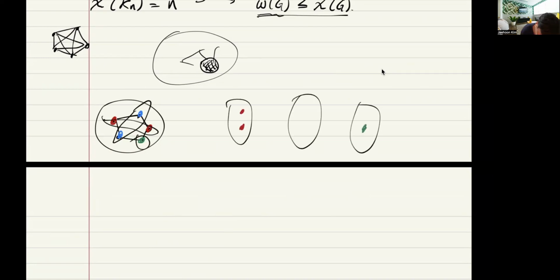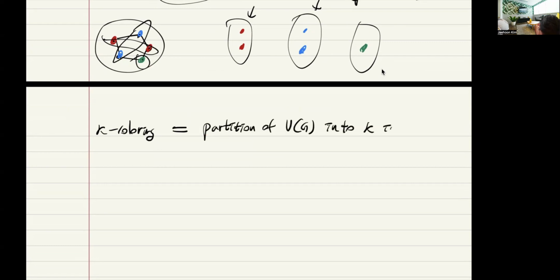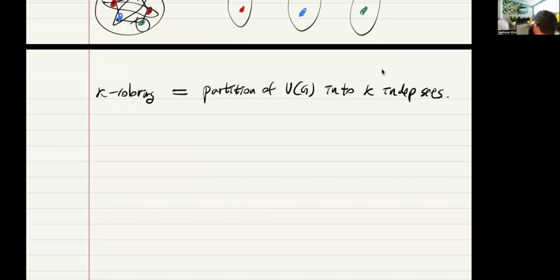So you have red vertices here, green vertices here, blue vertices here, and these are independent sets, because in a proper coloring there are no edges between two vertices with the same color. So a coloring is the same as a partition of the vertex set into K independent sets. Then what do we know? These independent sets all have size at most the independence number of G, as the independence number of G is the size of the largest independent set in the graph.